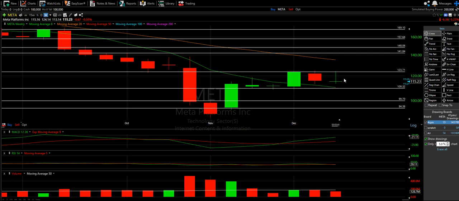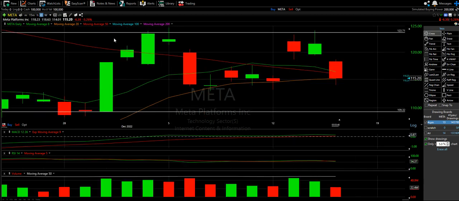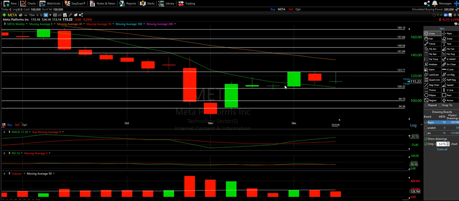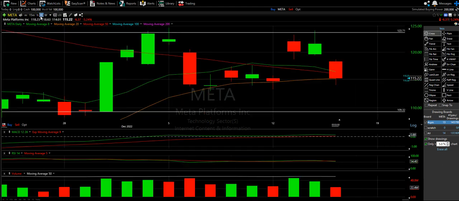It takes a lot longer for the weekly chart to form, right? So many days, so many candles, things move a lot. This is 5 times slower than the daily, right? So just keep all that in mind. But yeah, Meta, not looking good.